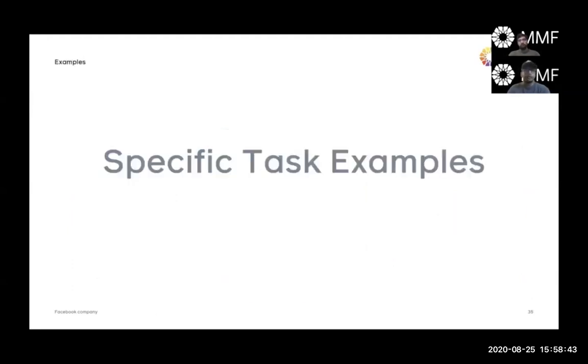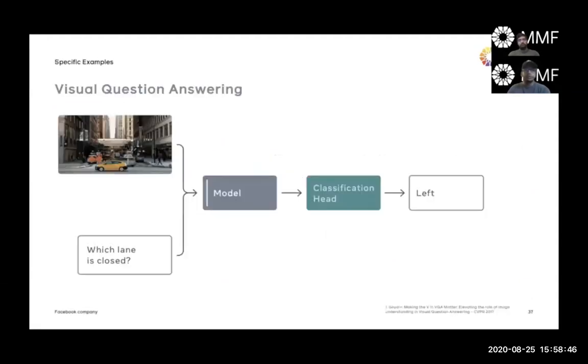So let's see some task-specific examples. For visual question answering, this is an example input: you have an image accompanied by a question. We feed this image and question into the model, and the model outputs some features. On top of those features, we have a classification head, which classifies into the answer space. Specifically, for this question, which lane is closed, it answers left.